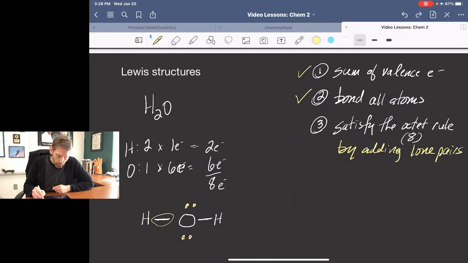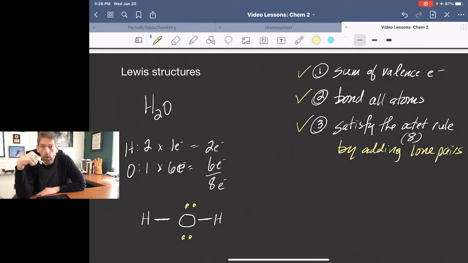So we can say that we have satisfied that. When all 3 of these rules are satisfied, then the molecule is good to go. If any one of them is not properly satisfied, if by adding in lone pairs for rule 3, you suddenly have more electrons or fewer electrons than you need from rule 1, the whole thing is wrong. It's not even partially correct. The whole thing is wrong.